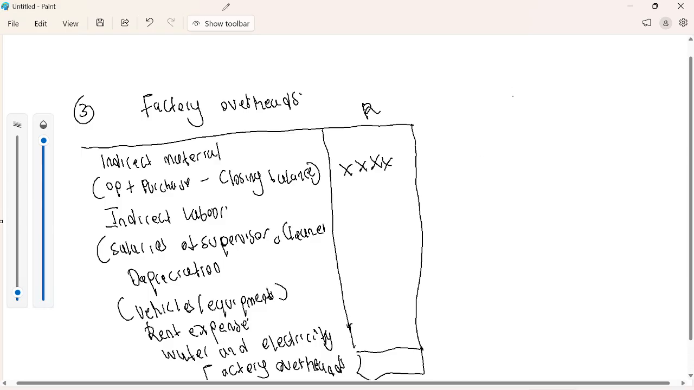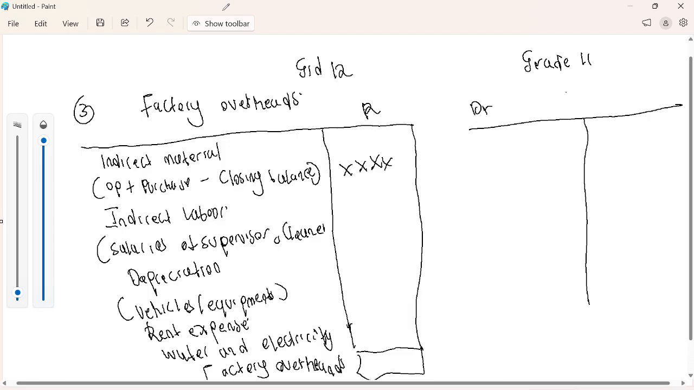So that is for grade 12. Then for grade 11s, you guys are simply going to do a T account, which is debit and credit, right? Meaning factory overheads, and you're going to see what will be on the debit side. Everything that I explained here will be on the debit side. Then you totalize it, write the total here, and transfer it to the other side.